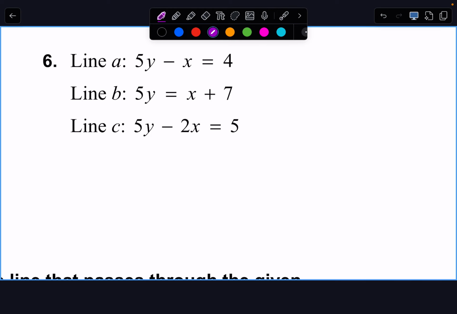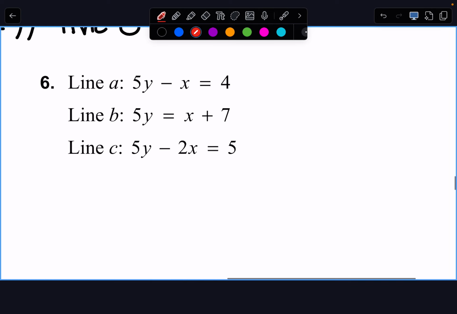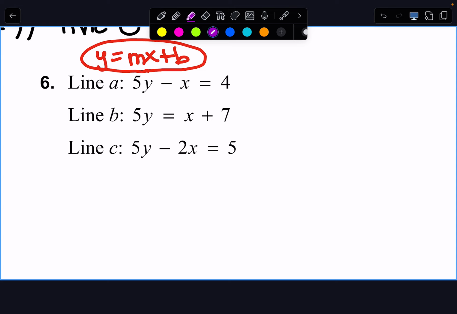If we have an equation of the line, what's the one way we can figure out what the slope is? And what were you going to say, Aubrey? You were going to say get y by itself, right? Yeah. Because if we have y equals mx plus b, then we know exactly what the slope is. And in order to get y equals mx plus b, we would have to solve for y.